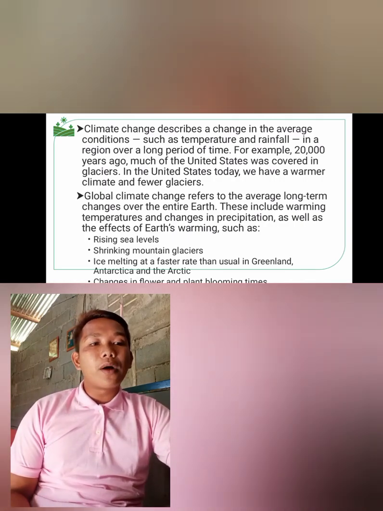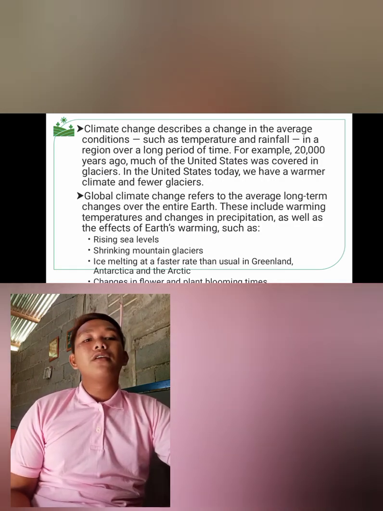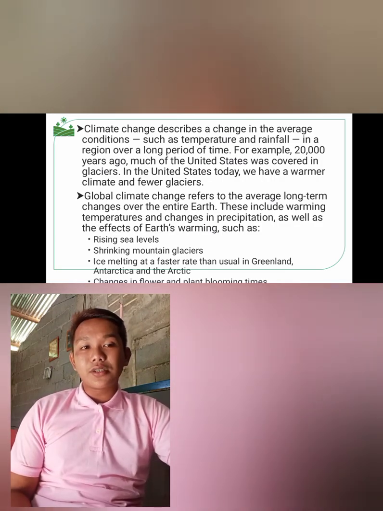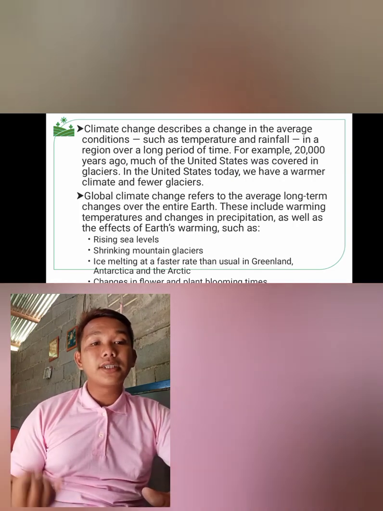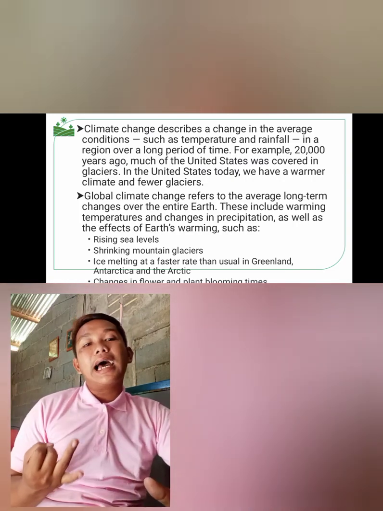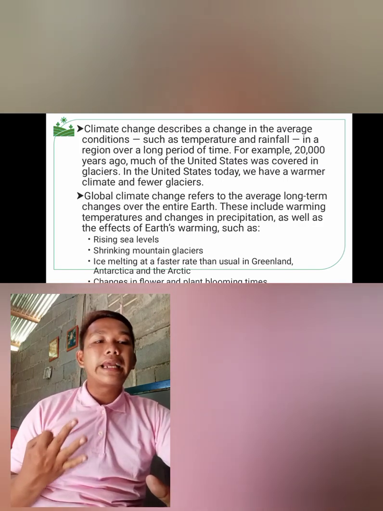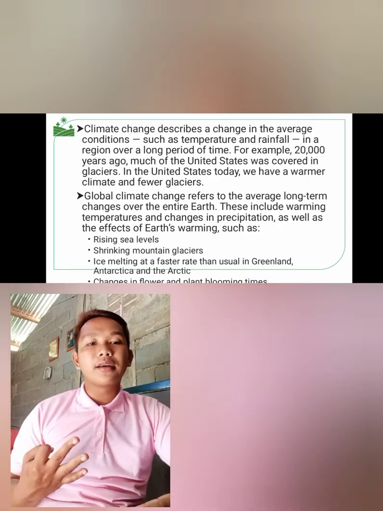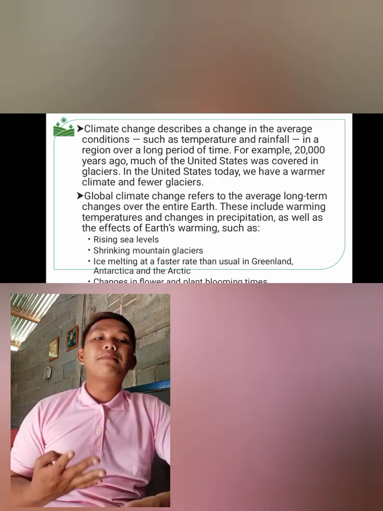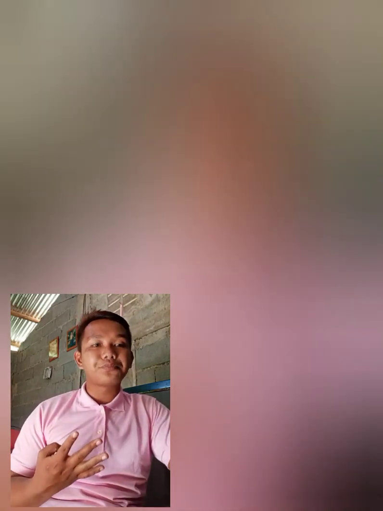This includes warming temperatures and change in precipitation, as well as the effects of the earth warming such as rising sea levels, shrinking mountain glaciers, ice melting at a faster rate than usual in Greenland, Antarctica, and the Arctic, and change in the flower and plant blooming times.